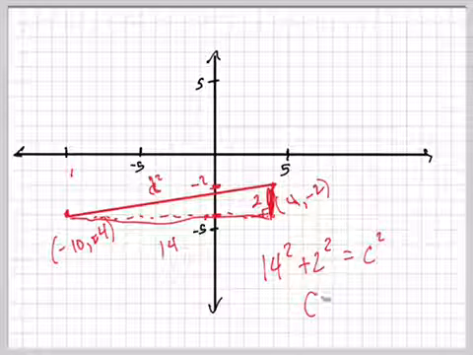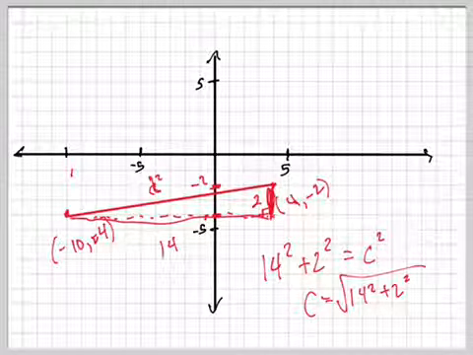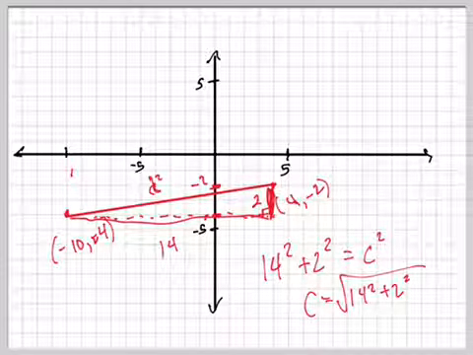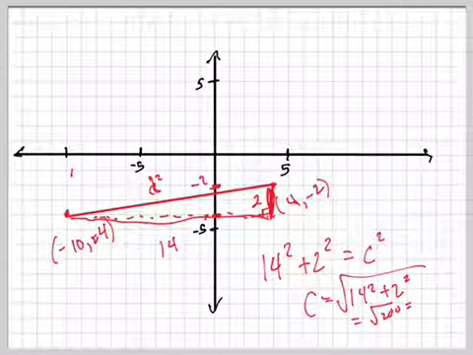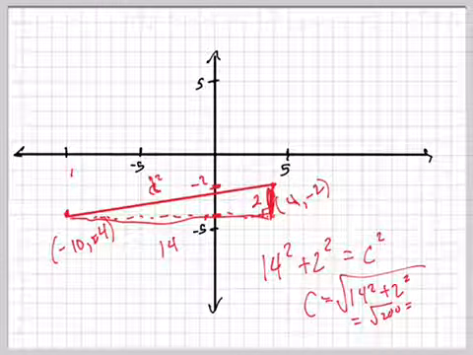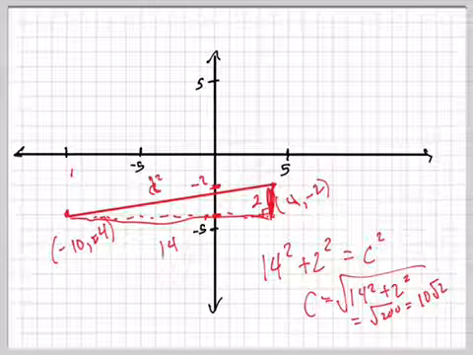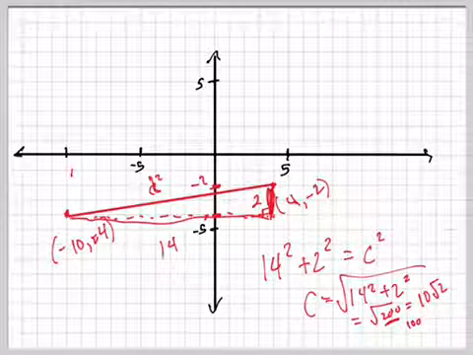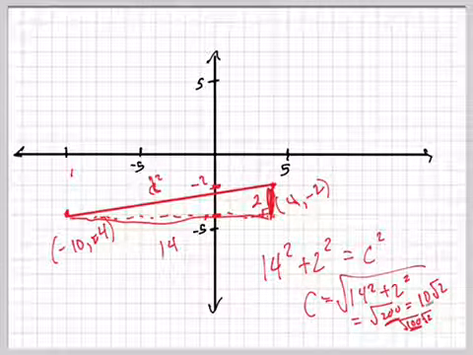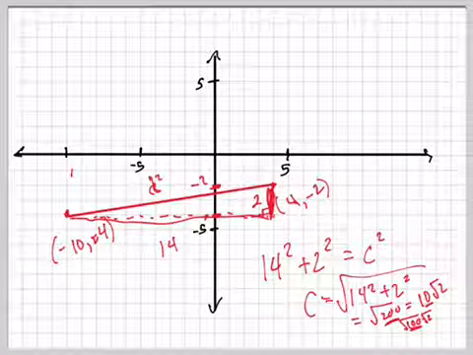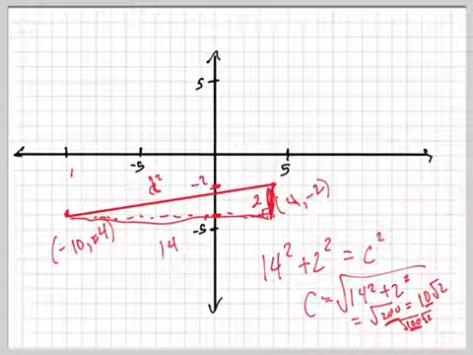So c equals the square root of 14 squared plus 2 squared, which equals the square root of 200. If I simplify that, 200 is 100 times 2, right? And 100 is a perfect square. So that's 10 square roots of 2, because 200 is 100 times 2, and I can break it up like that. And the square root of 100 is 10. Square root of 200 is the radius.